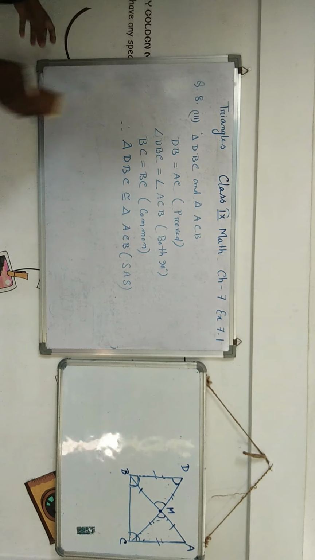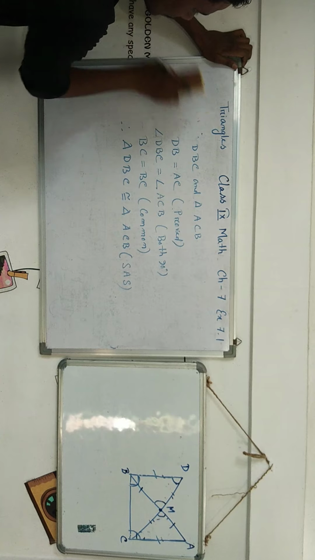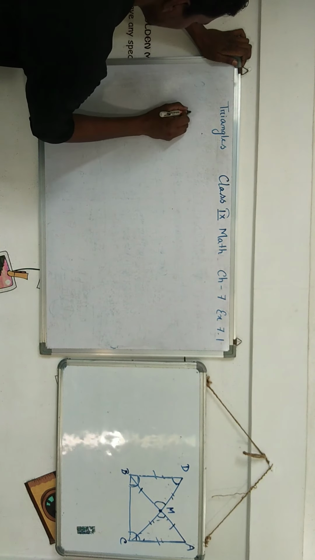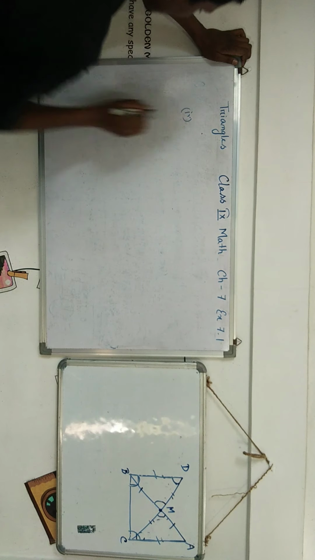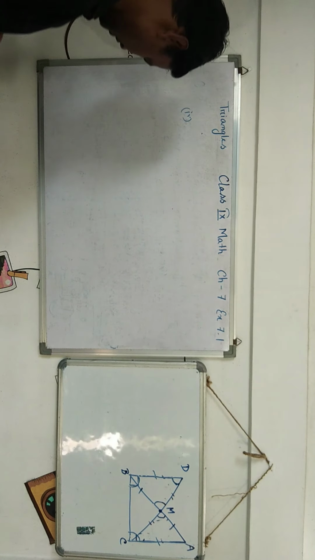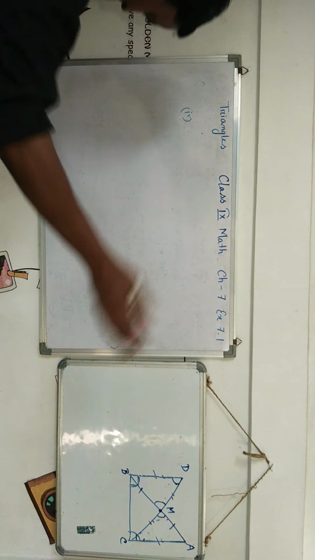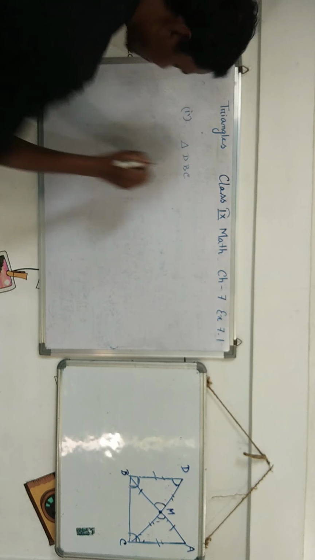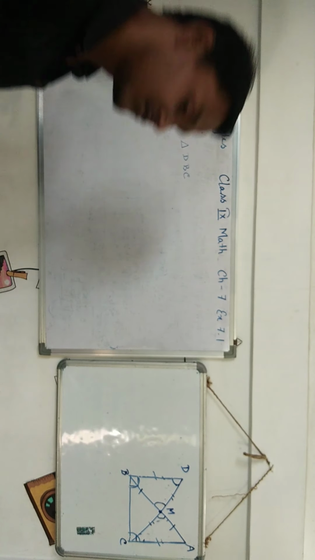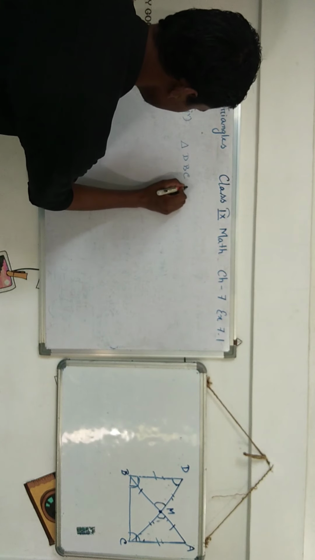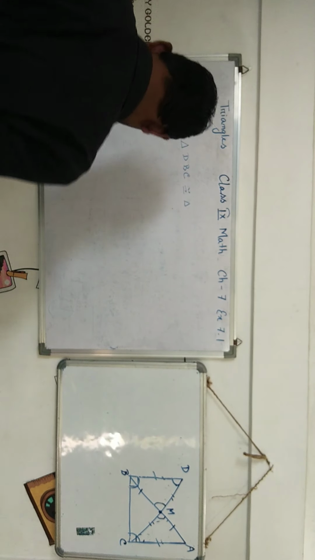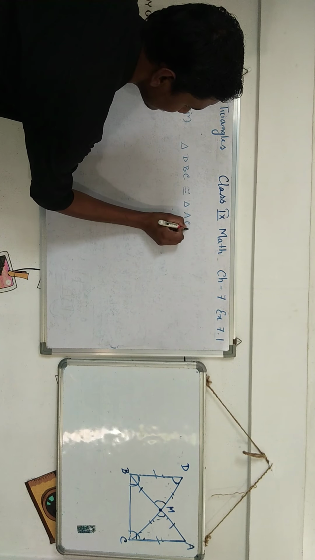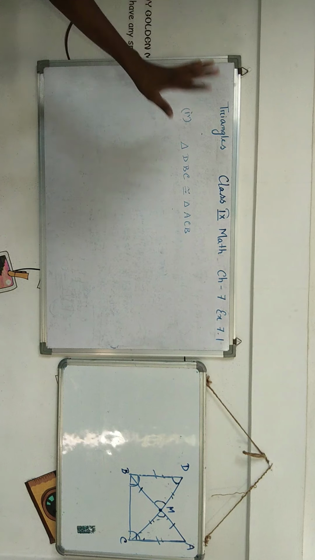Next, the last part, number 4. It is also a very simple one. Since we have done the most complicated part, now it is very simple to solve number 4 as well. The fourth part is what we have to prove: CM is equal to half of AB. We have proved triangle DBC is congruent to triangle ACB. Already we have proved it in part 3.